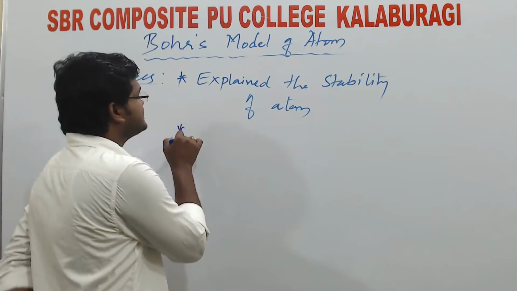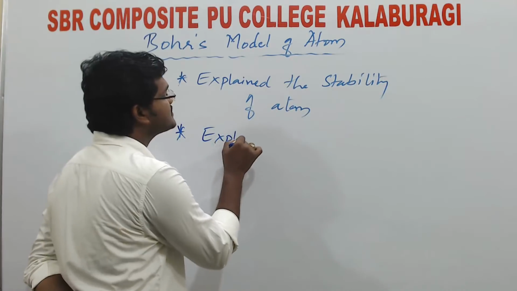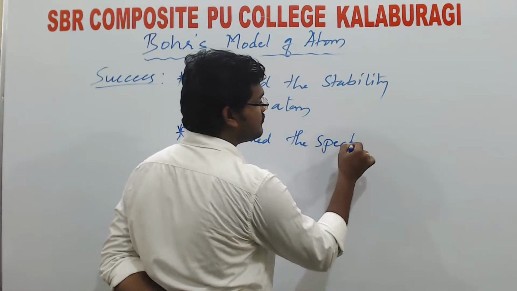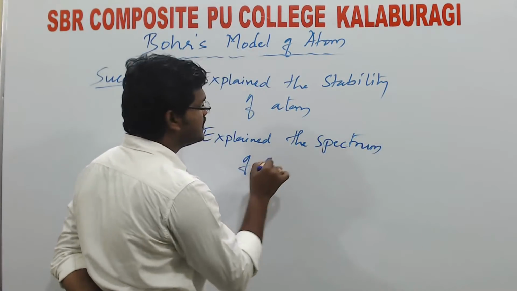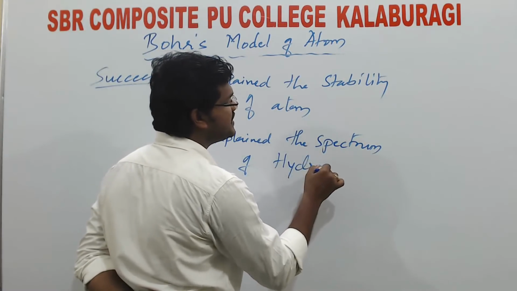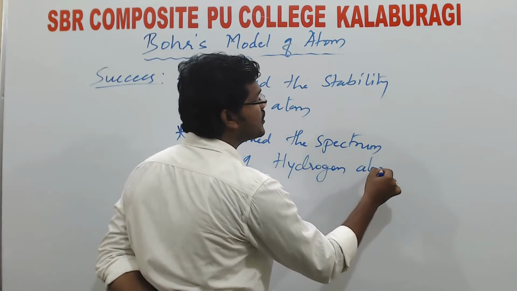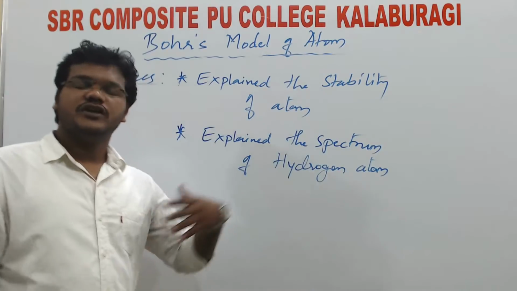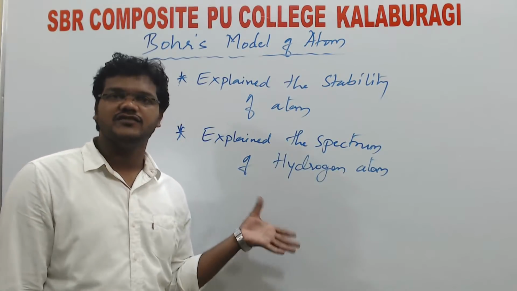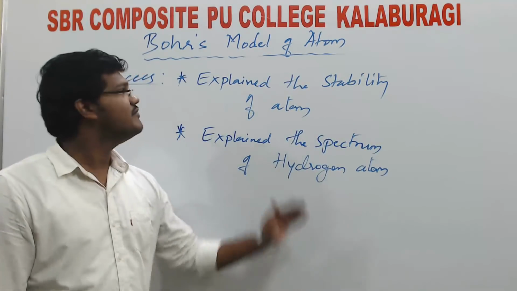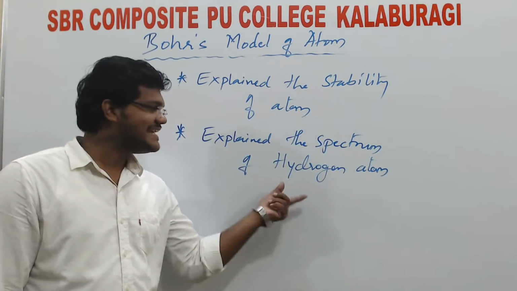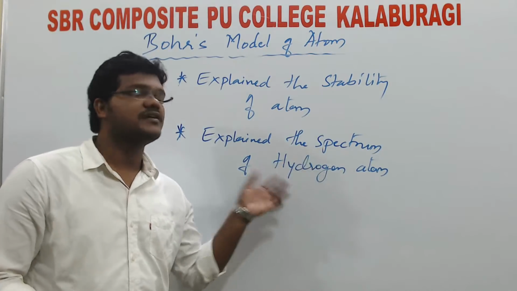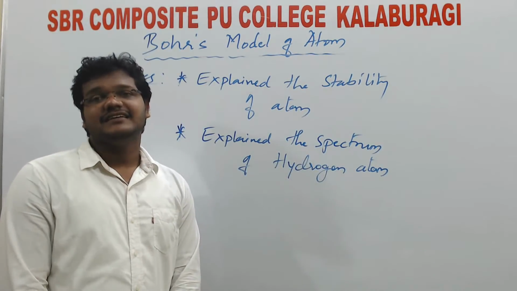Second thing, he successfully explained the spectrum of hydrogen atom. Please do remember, very important. He successfully explained the spectrum of hydrogen atom, which we are going to start now. Whenever it comes to Bohr's model of atom, we need to talk about the spectrum of hydrogen atom, because he has taken hydrogen and explained the spectral lines in it. So that is his second success.